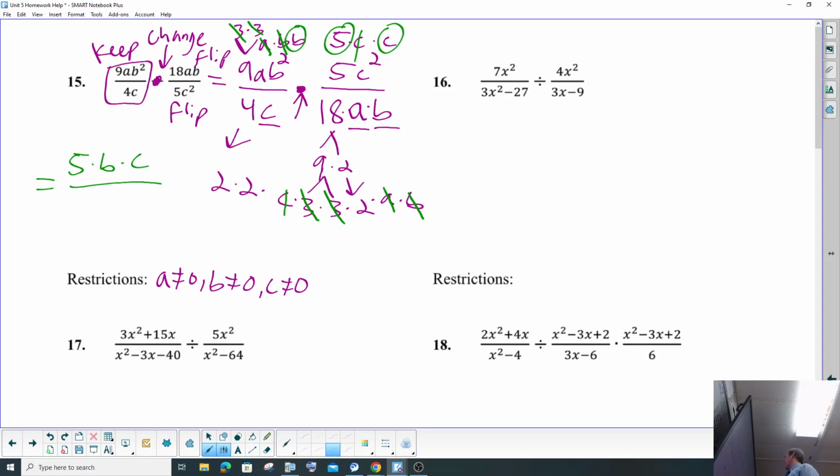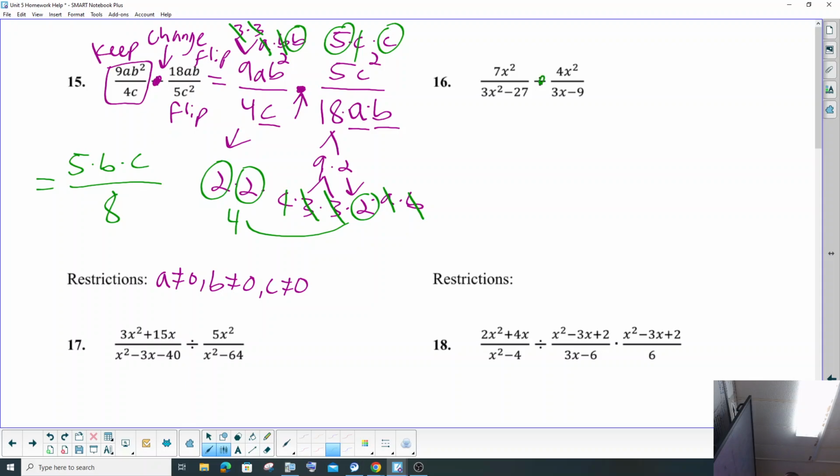On the bottom, what do we have left? 2 times 2 is 4. And then 4 times 2 is 8. And that's it. That's all that we have on the bottom. Let me check. So we got a 5BC all over 8. Yep, that's it. We got this.